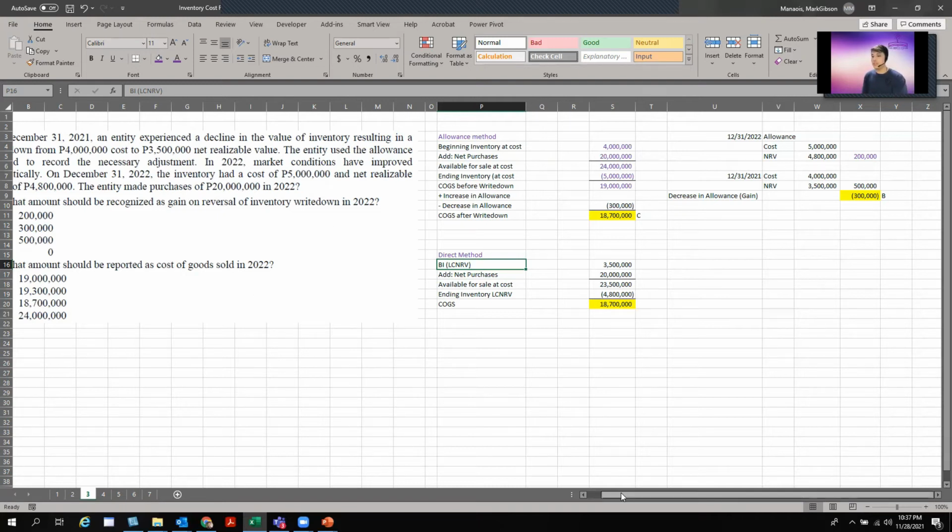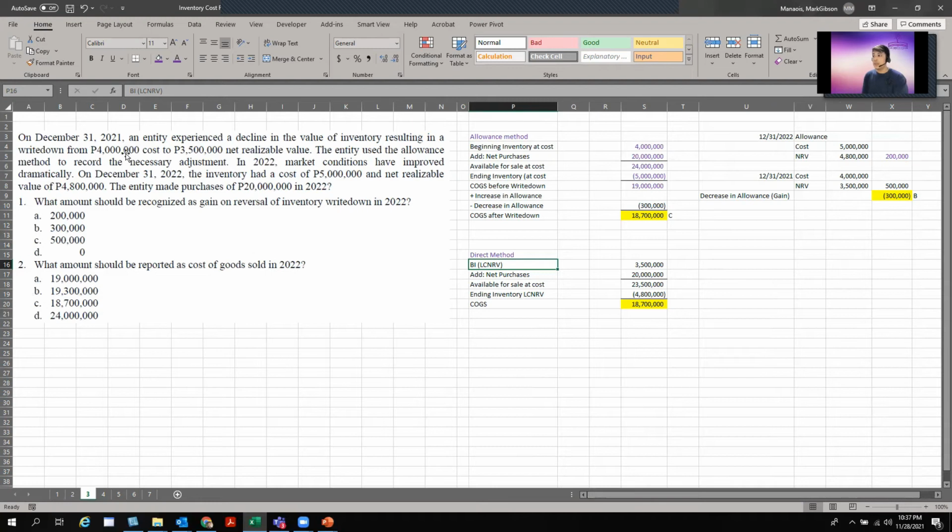So beginning inventory, how much? Ano ba yung mas mababa? Is it the cost or the NRV? So in this case, the NRV is lower, so we have to get the lower amount, no? Kaya nga 'di ba, lower of cost or net realizable value. So therefore, that's 3.5 million. Add the net purchases, ito naman din nagbago, so that's 20 million. Pansinin mo, i-add lang natin yung dalawa, that's 23.5 million.